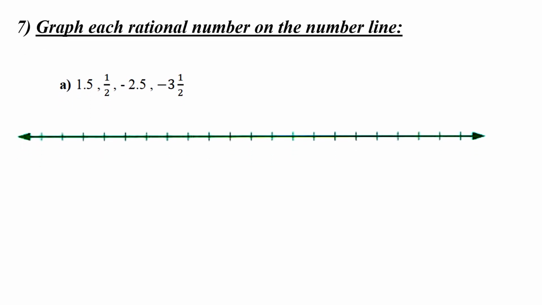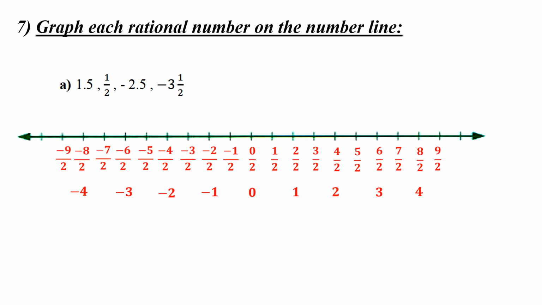On exercise 7, graph each rational number on the number line. Letter A: 1.5, half, negative 2.5, and negative 3.5. We have 4 points here. All of them have halves, so we will divide the number line into halves. 0 over 2, this is 0, then half, 2 over 2, which equals 1, 3 over 2, and then 4 over 2, which equals 2, 5 over 2, and then 6 over 2, which equals 3, and so on, for the positive and the negative.